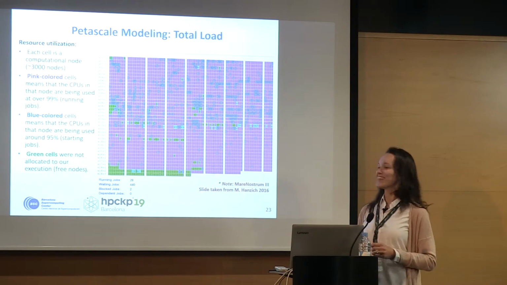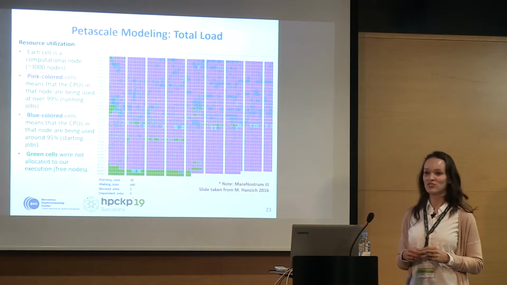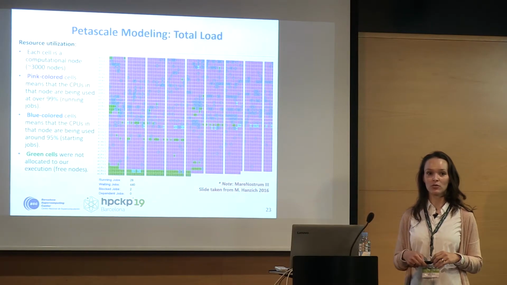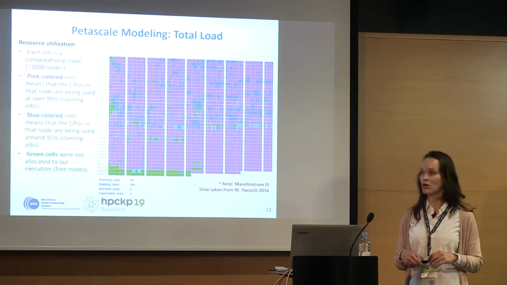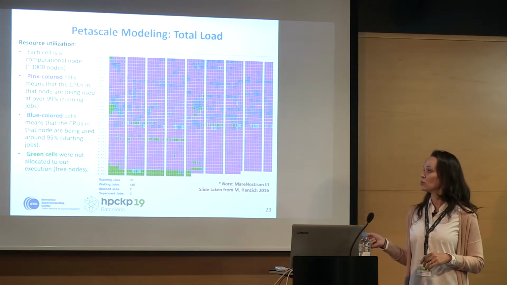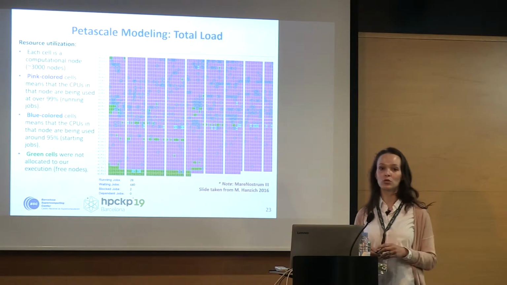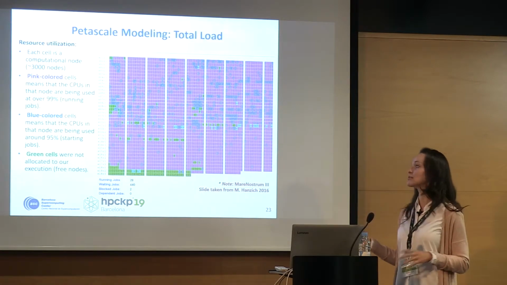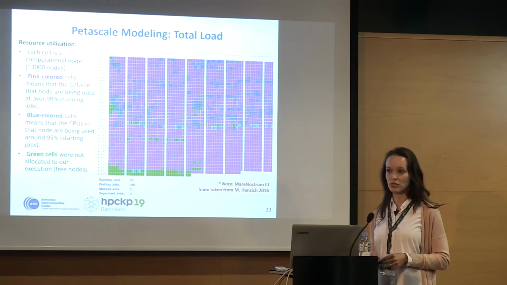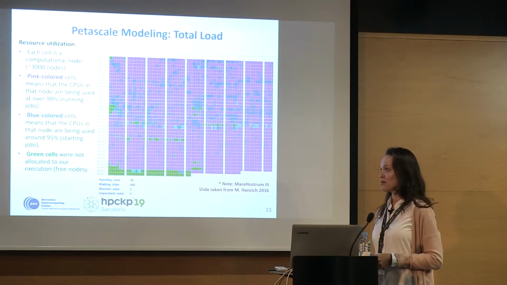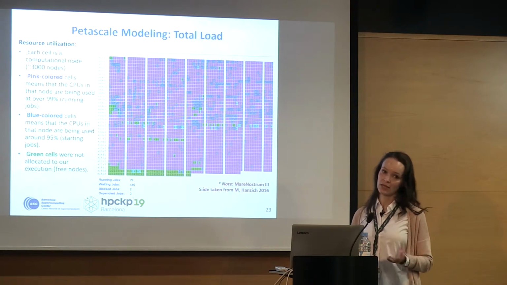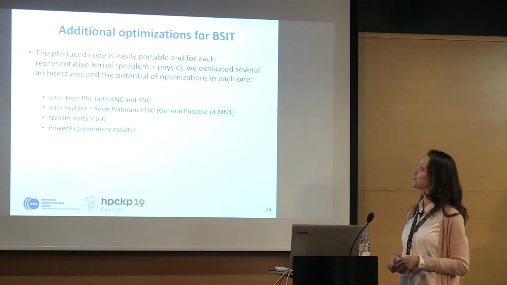I really like this slide. This is the actual load of the machine. How was it behaving when we had the simulation running? Pink is up and running. Blue are nodes starting to be used, and cells were not allocated. So we actually had almost the whole machine for ourselves. We were asking to have Mare Nostrum 4, but we haven't had time to get those slides.